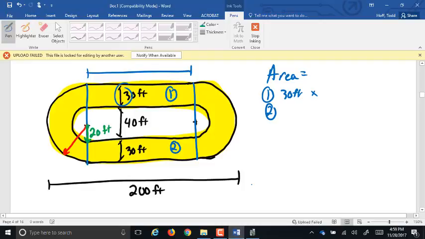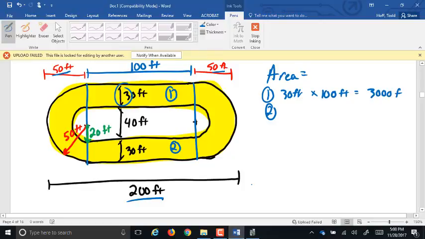Good. So if that's 20 feet, we add another 30 to that. The radius of the big circle is 50 feet. So that means from here to here is 50. And from here to here is 50. So this has to be 200 minus 50 and minus another 50, 100 feet. So that's 30 feet by 100 feet, which is 3,000 square feet. And there's another one down here. It's the same size.